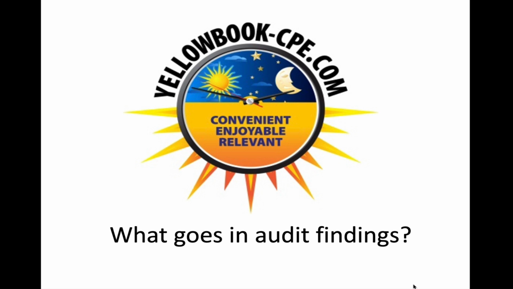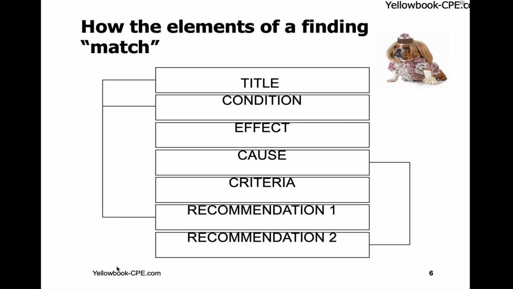Let's get started. In this episode, we answer the question, what goes in audit findings? Well, the IIA, the Institute of Internal Auditors, the GAO, Government Accountability Office in the Yellow Book, and the single audit requirements in the uniform guidance ask that you answer 5 basic questions for the reader. Maybe I should say 6 because there's 2 recommendations, as I will show you in a minute.